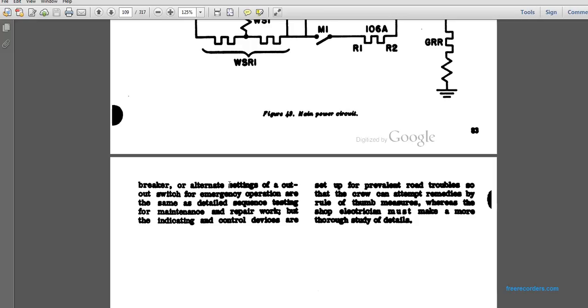breaker alternator setting and the cutting out of the emergency operation, the same detailed sequence testing for maintenance and repair work and indicating control devices, set up prevalently for road trouble so that the crew attempts remedies within the rule of the measure, whereas the shop must study it more thoroughly.